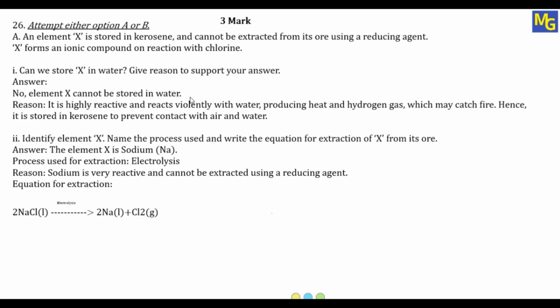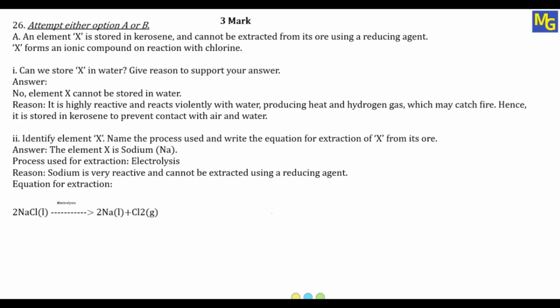So what is that X? X is nothing but an element called sodium. This is an element called sodium. So what is the reason? It is highly reactive. You may have seen the electrochemical series, the series in which all the elements are arranged in the decreasing order of reactivity. If you see there, sodium and potassium come on the top of the series. So here sodium will be more reactive or highly reactive and reacts violently with water.